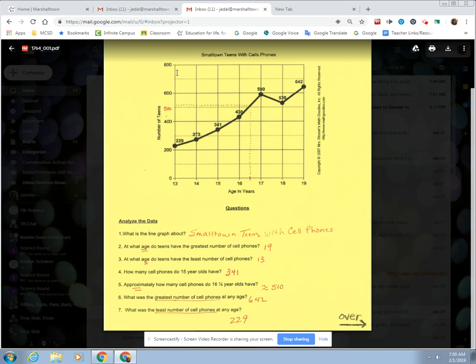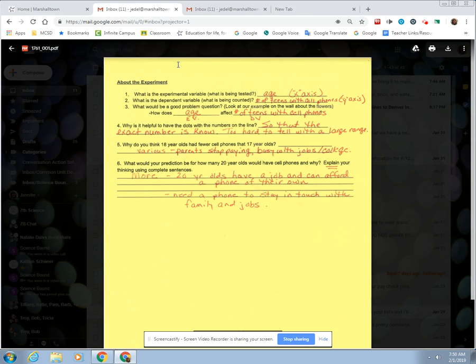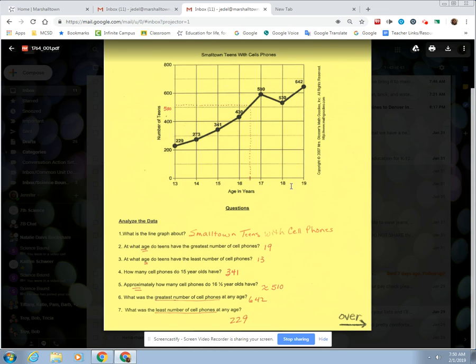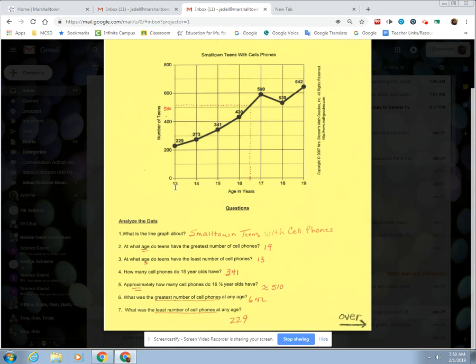All right, let's turn it over here. Okay, so I should have said about the graph instead of the experiment. Some people got confused and they were looking at the experiment that we did with the flour and the colored water. That's not really what I was talking about. So it says, what is the experimental variable? What's being tested? Well, in this situation, it's the age that's being tested. We're testing to see, do 14-year-olds, 15-year-olds, 16-year-olds, 17-year-olds, 18-year-olds, 19-year-olds, 13-year-olds, how many cell phones do they have? So the answer should have been the age.